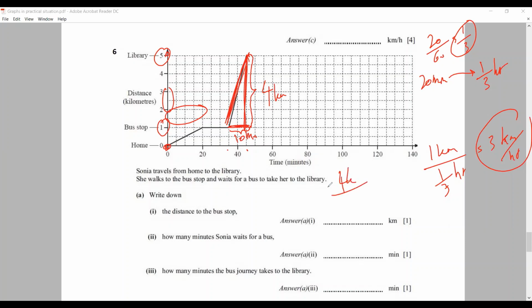Again, you have to convert 10 minutes to hour, which is 1/6 of an hour, right? 1 hour is 60 minutes, so 10 minutes is 1/6 of it. I think that's very clear. So this is 24 kilometers per hour. That's for the bus, and this is for Sonia's walking speed.